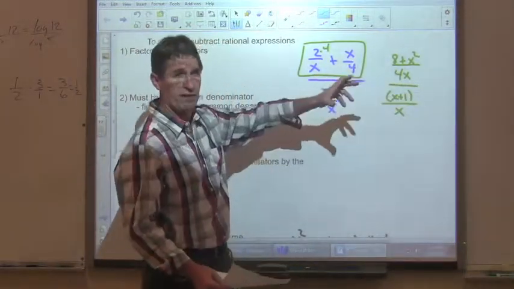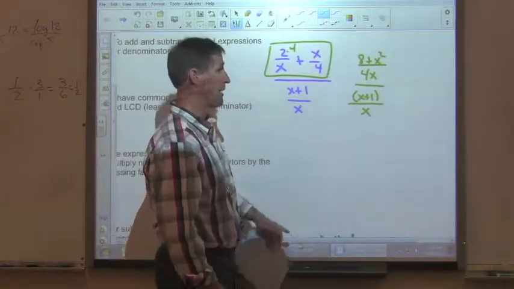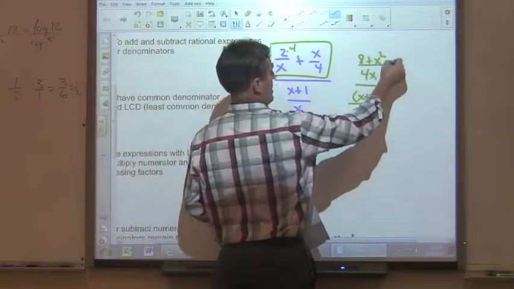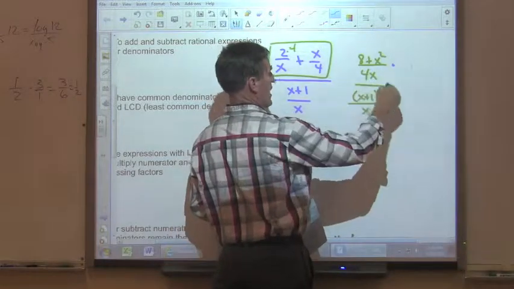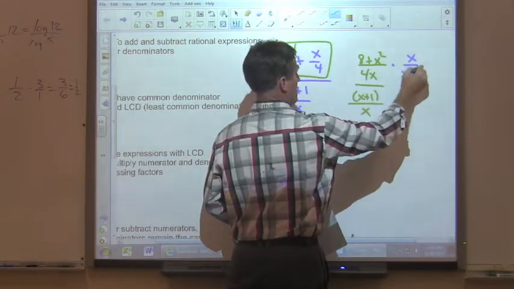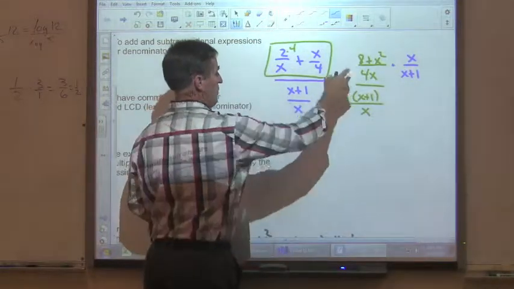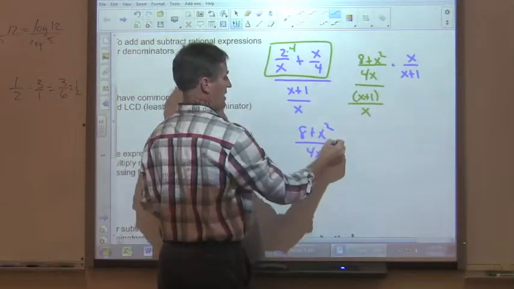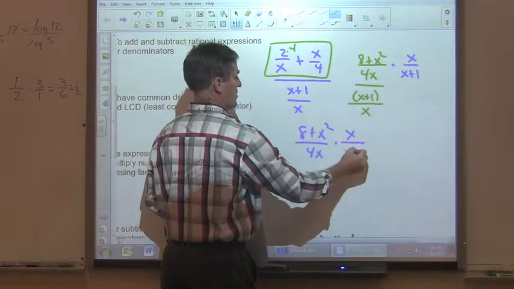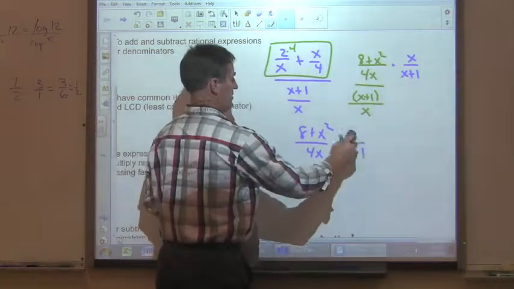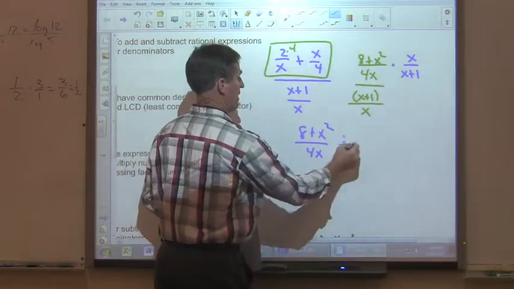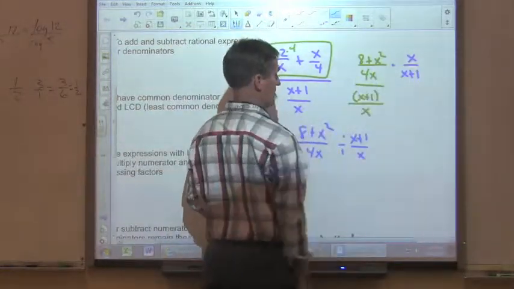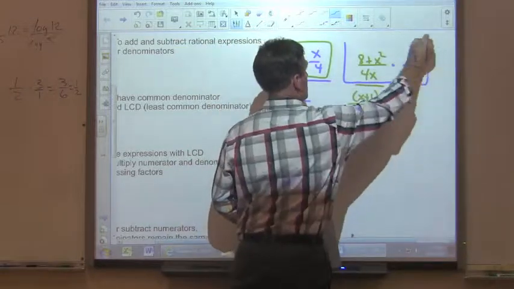If we go back to our rules on dividing fractions, that tells us to multiply by the reciprocal. So I take this and times this by, and I just flip this fraction over, x over x plus 1. So remember, I could write this (8 plus x squared) over 4x, divided by (x plus 1) over x, and then dividing is timesing by the reciprocal. So I now have this.